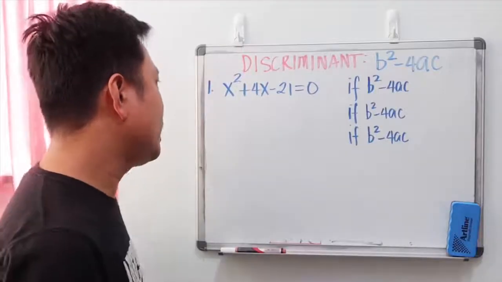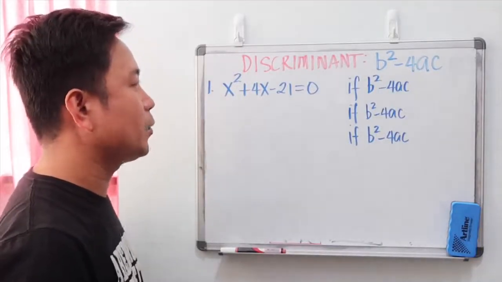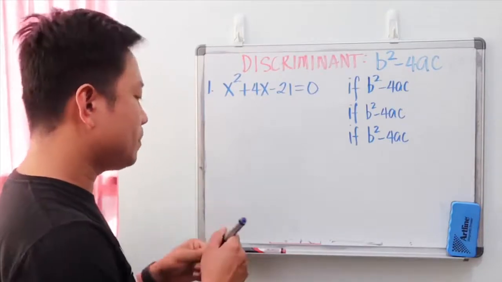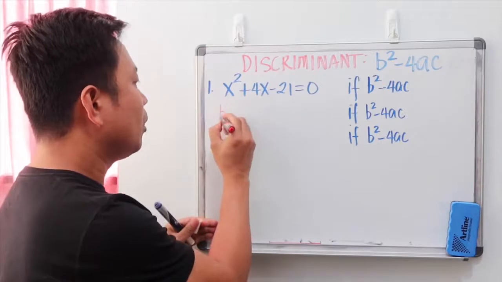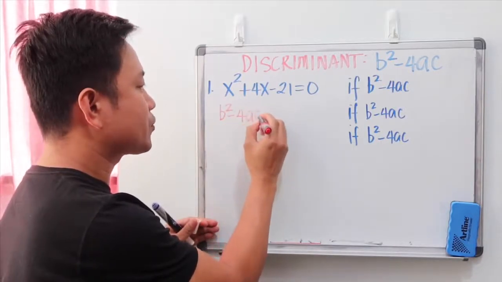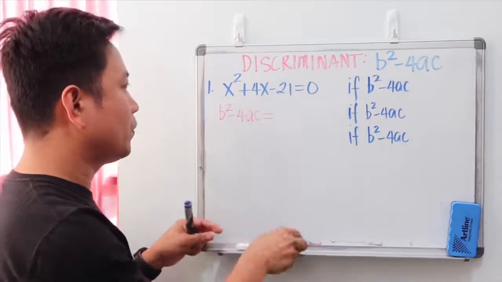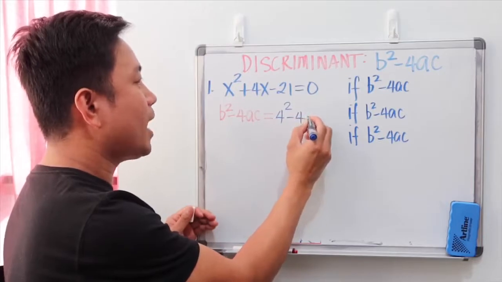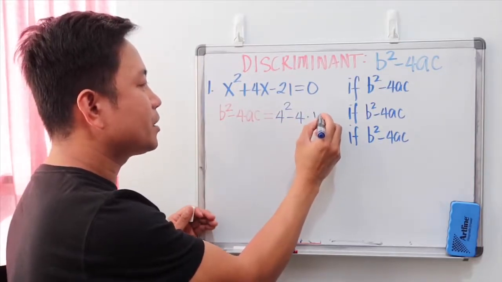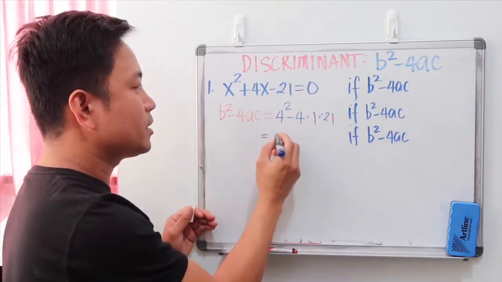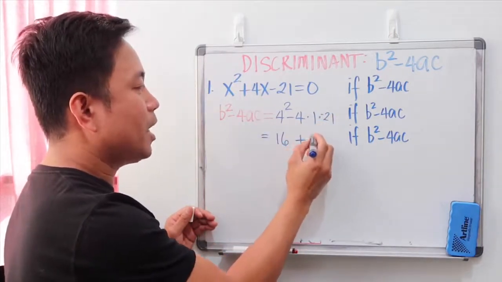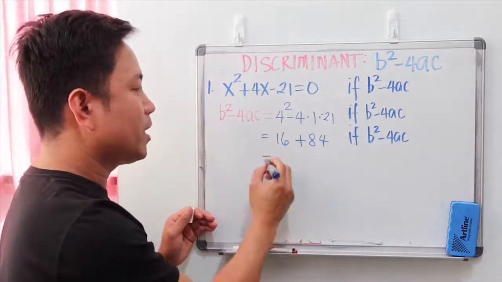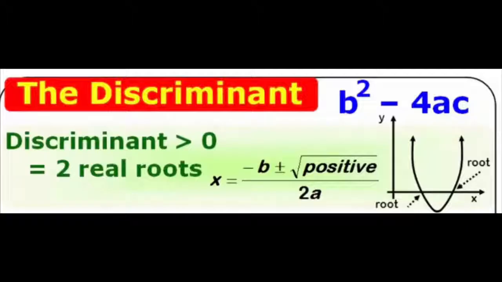So given this quadratic equation, x squared plus 4x minus 21, by using the discriminant b squared minus 4ac, all we need to do is find the value of this discriminant. Our b is 4, so we have 4 squared minus 4 times a, which is 1, times c, which is negative 21. So this is 16 plus 84, and that will give us a positive answer. Again, if the discriminant is positive, we will have two roots or solutions of the quadratic equation.